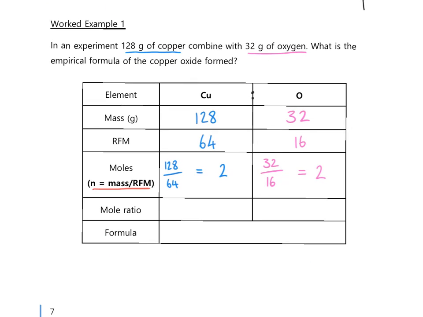So if I look back at my question, I'm looking at my mole values. I've got 2 moles of copper and 2 moles of oxygen. So my smallest mole value is 2, and I'm dividing both of those by 2. So copper is 2 divided by 2, which is 1. Oxygen is 2 divided by 2, which is 1.